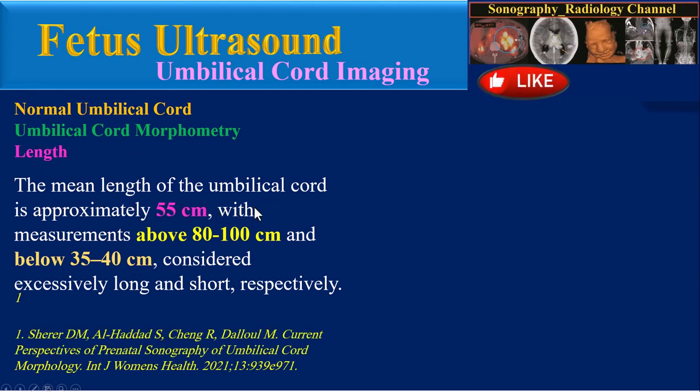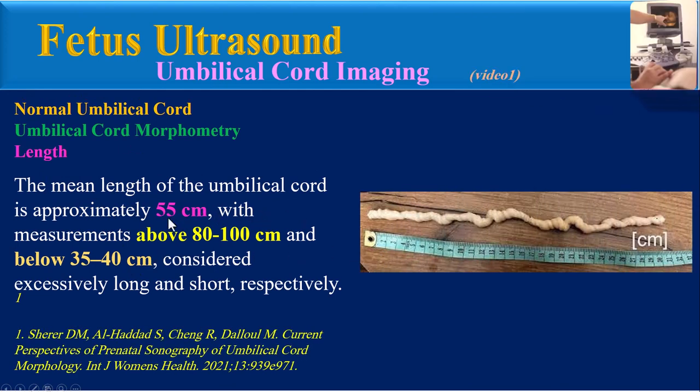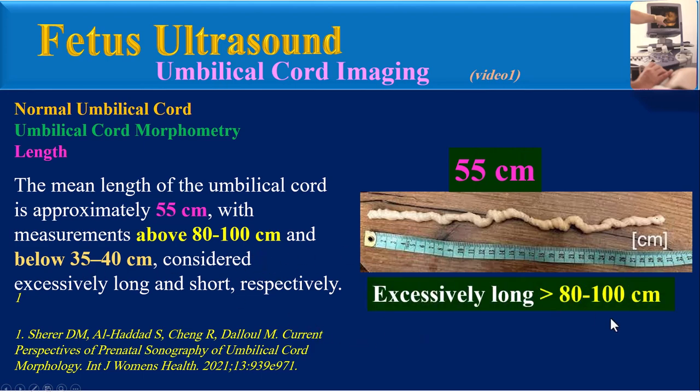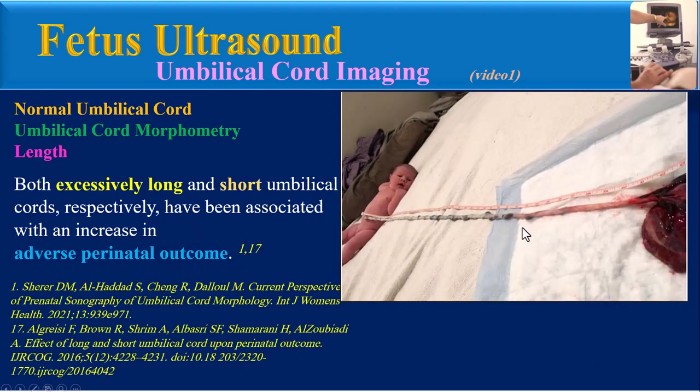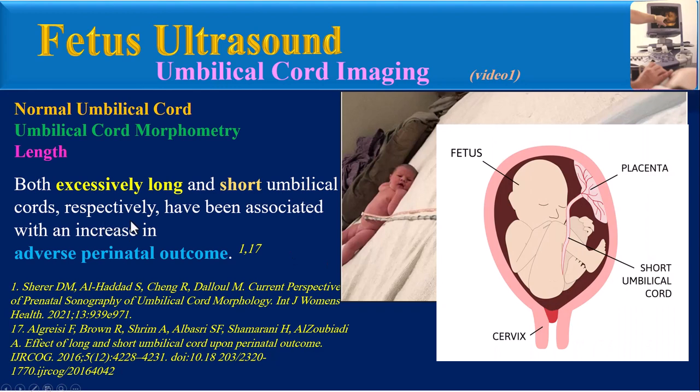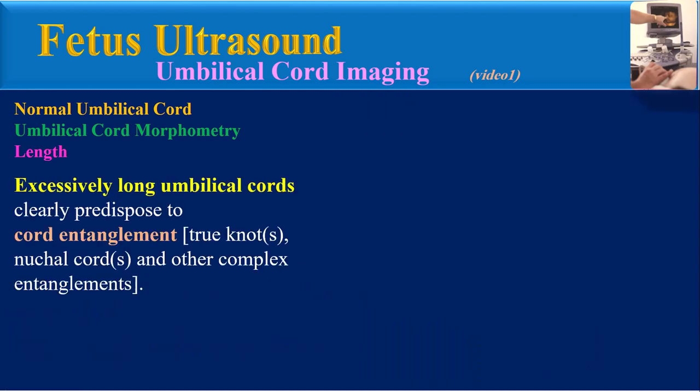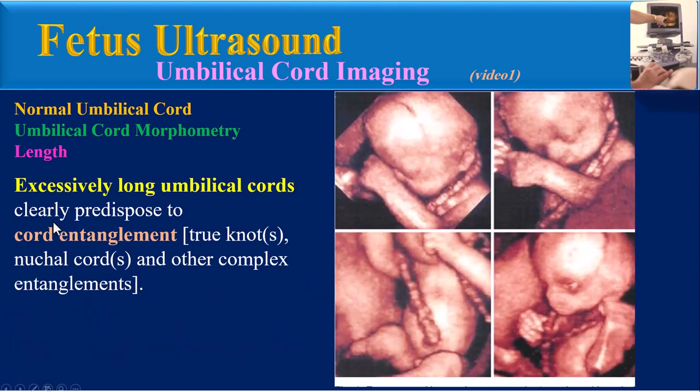The mean length of the umbilical cord is approximately 55 cm, and measurements above 80 to 100 cm are considered excessively long, and below 35 to 40 cm excessively short. Both excessively long and short umbilical cords, respectively, have been associated with an increase in adverse perinatal outcome. Excessively long umbilical cords clearly predispose to cord entanglement, including true knots, knuckle cords, and other complex entanglements.